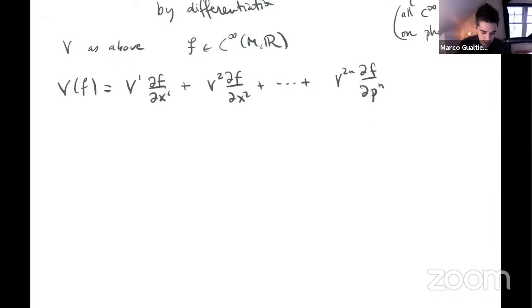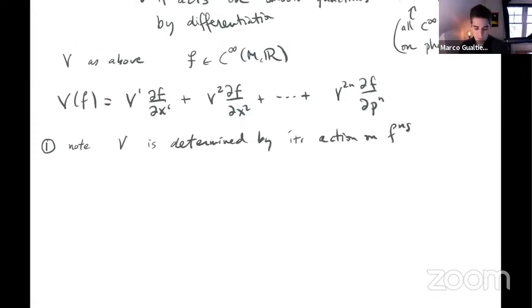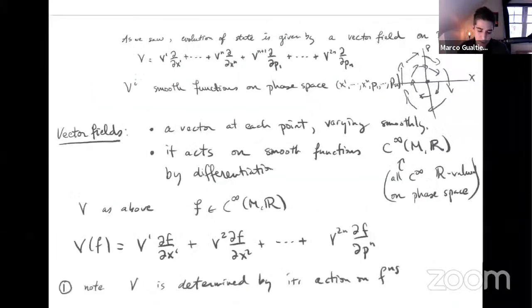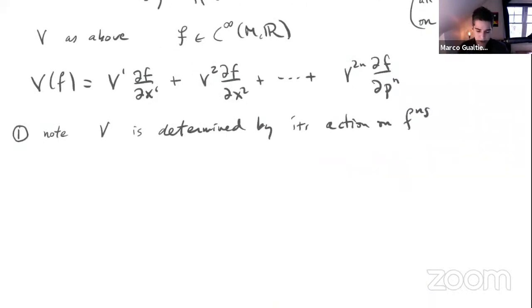Okay, and there are two important things to note. So number one, note that v is determined by its action on functions. Why? Well, if all I know is how v acts on functions by differentiation, how can I determine v? Well, you see, there's a set of very special functions among all these functions.